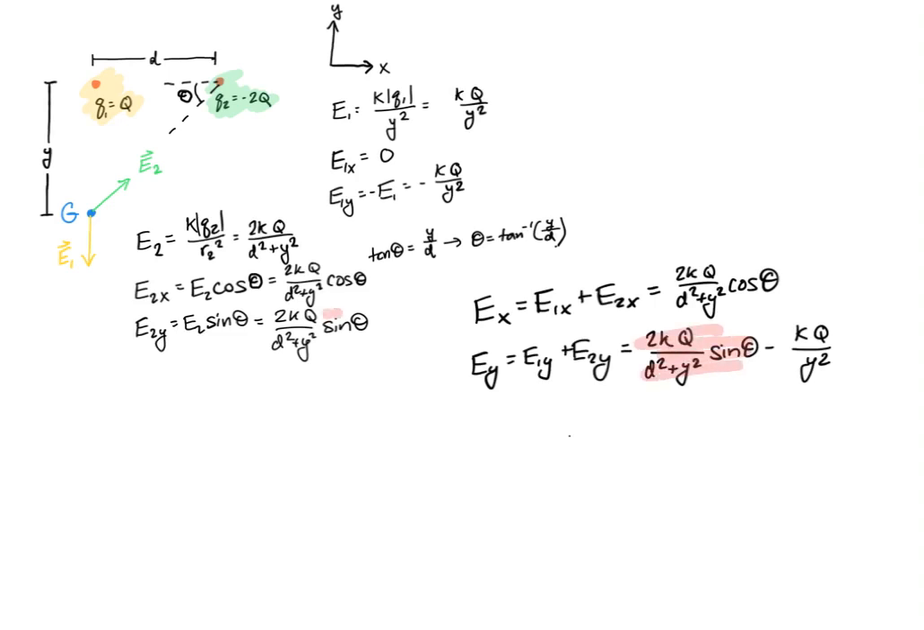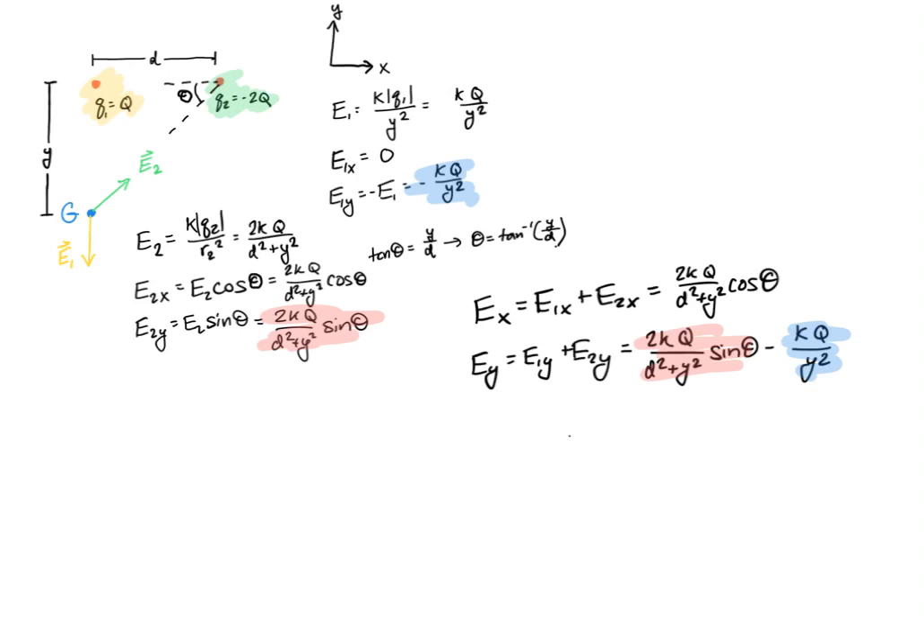Right, so just to label this, this came from here, and this came from here. So now we have the x and y components of our field.